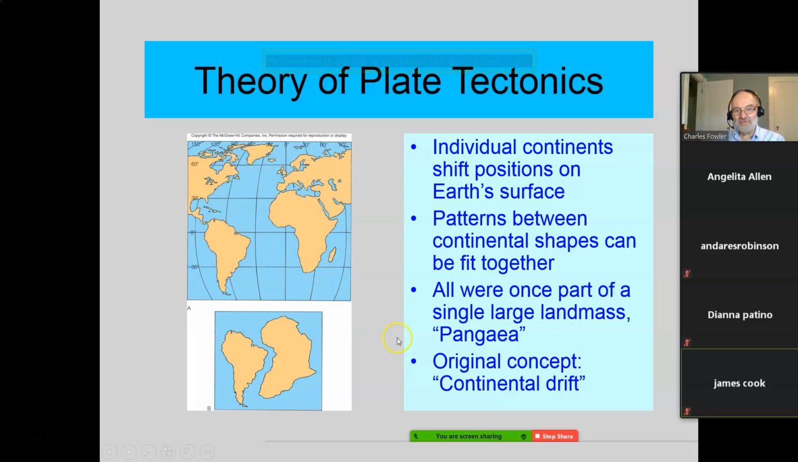The original concept was continental drift. When this was first proposed, people said, are you nuts? Continents don't drift. They're continents. They're solid. They are in place. They've always been in place. How could you possibly assume they could be drifting? That's impossible. Hey, we've now, with very accurate measurements, centuries after that, been able to determine, yep, they are getting further apart, at least in the Atlantic. They're drifting apart. So the individual continents shift positions on the Earth's surface.